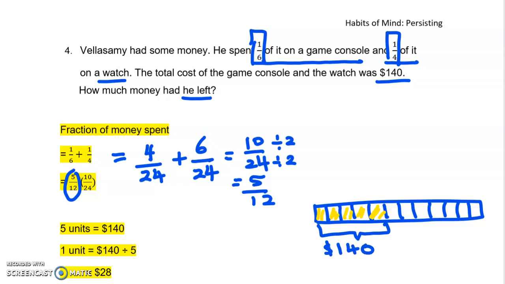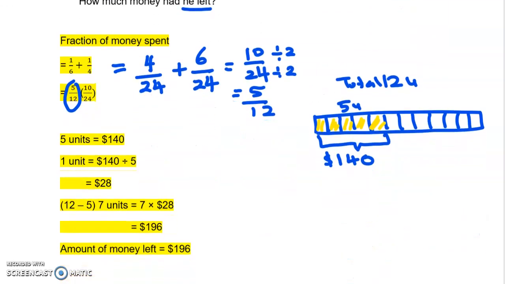Okay, so the total unit that Velasamy had is 12 units. 12 units is the total, and he spent 5 units for $140. So I can put it out in units here. 5 units is $140. So I look for the value of 1 unit. So I have to divide it by 5. 1 unit is $28.